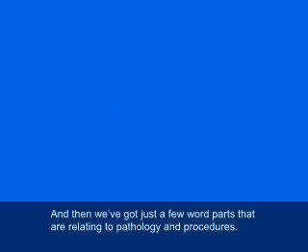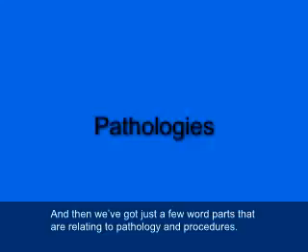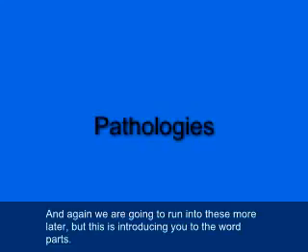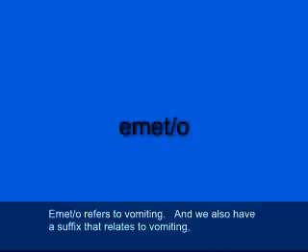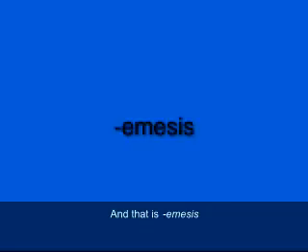And then we've got just a few word parts relating to pathology and procedure. Again, we're going to run into these more later, but this is introducing you to the word parts. First of all, we have word parts for vomiting. We have a combining form, emeto, E-M-E-T/O. Emeto refers to vomiting. And we also have a suffix that relates to vomiting, and that is emesis, hyphen E-M-E-S-I-S.